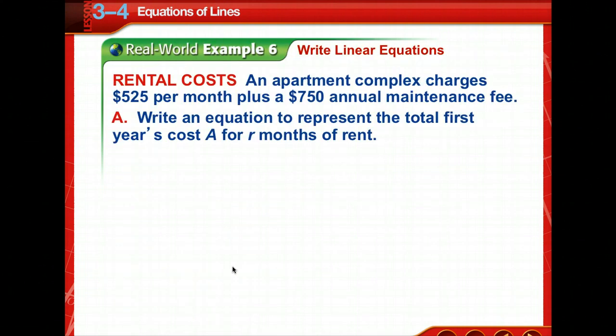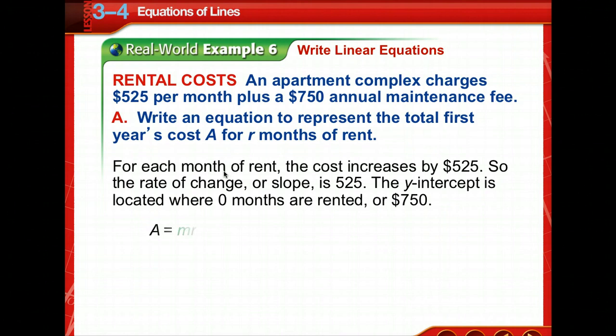Okay, our last example. We've got a real-world example. I'm going to pause for a moment and let you read this. Okay, so an apartment complex charges $525 per month plus $750 annual maintenance fee. So once a year, they have to pay this, and every month they also have to pay this. We're to write an equation to represent the total first year's cost, which they're calling A, for our months' rent.